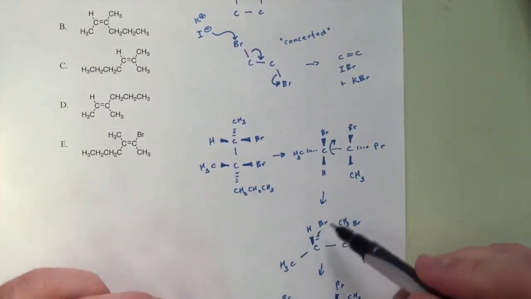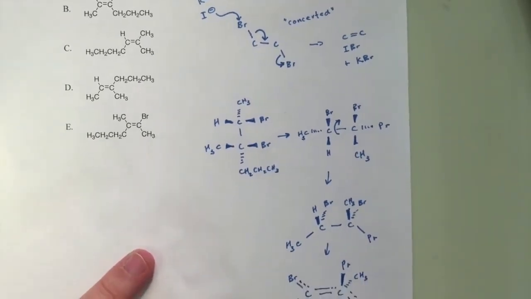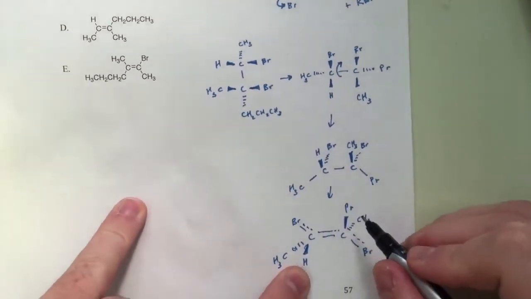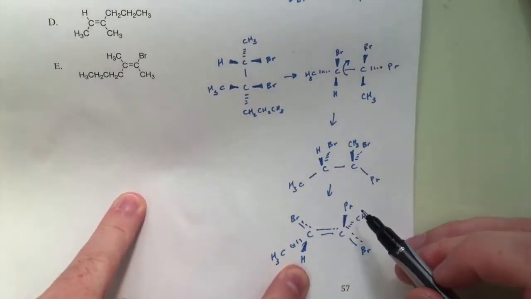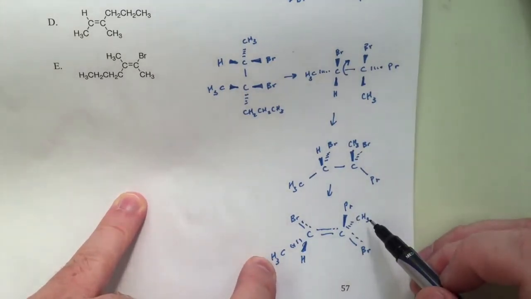When we rotate it now, with the single bonds, we see that we have our anti-periplanar configuration like that. And now you can see that the propyl and the hydrogen are on the same side. Okay, let me just show you there. The propyl and the hydrogen are on the same side, and the two methyl groups are on the same side.